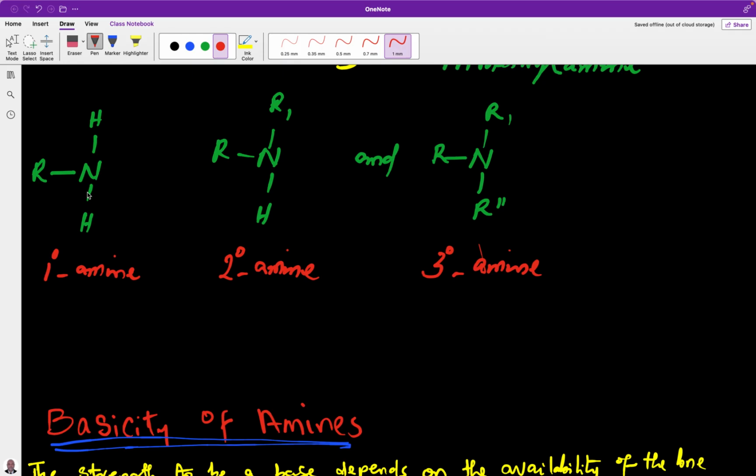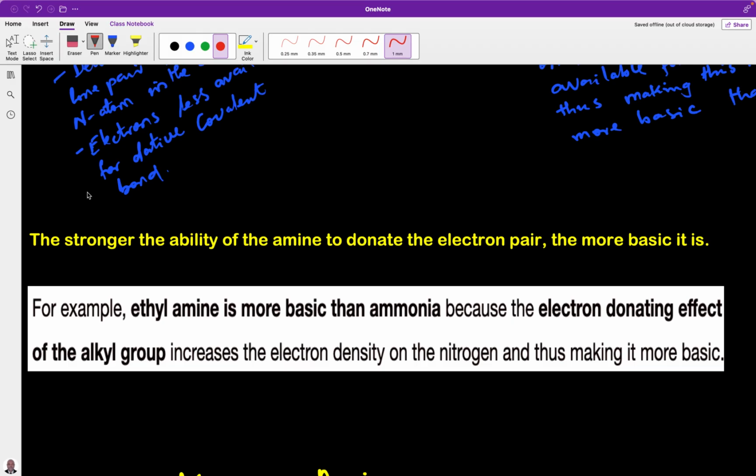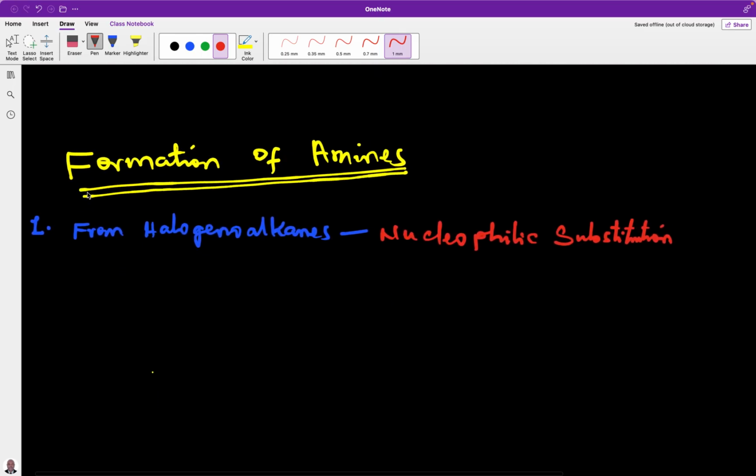So now, after doing that, we can go to the formation of amines. There are different methods of formation of amines. Now, the first method: we can form amine from halogenoalkanes, and this method of formation from halogenoalkane is called nucleophilic substitution.